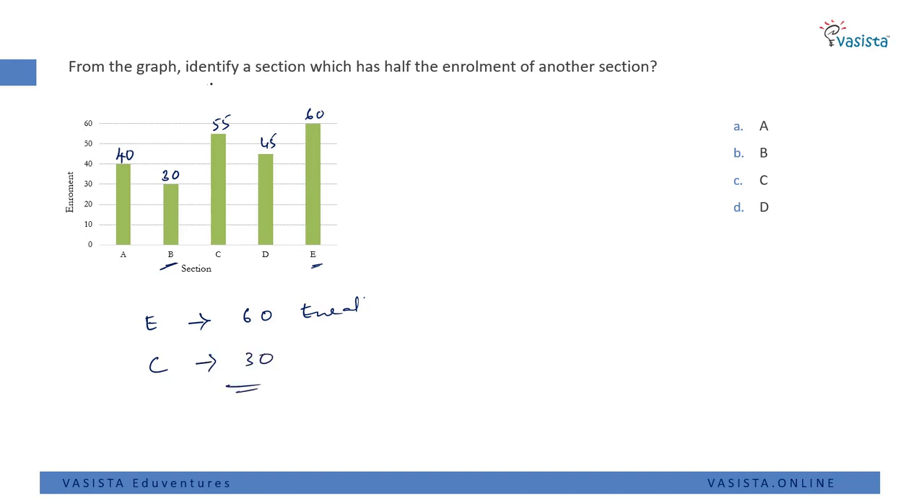So now the question is, identify a section which has half the enrollment of another section. That is, C has half the enrollment of E section. Right? Option, which one is? That is C is the right one.